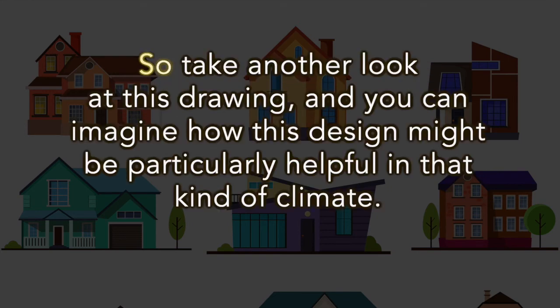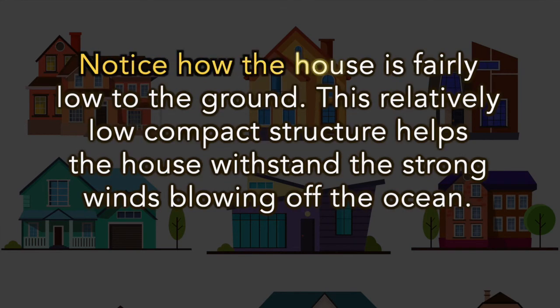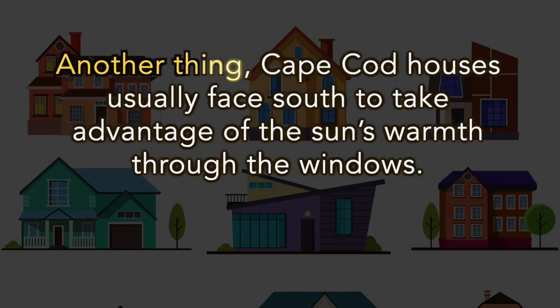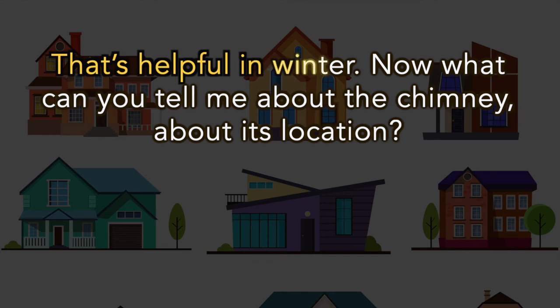That's right. So take another look at this drawing, and you can imagine how this design might be particularly helpful in that kind of climate. Notice how the house sits fairly low to the ground. This relatively low, compact structure helps the house withstand the strong winds blowing off the ocean. And look at the slope of the roof. The steep angle helps keep off all that rain and snow that accumulates in the winter. Another thing, Cape Cod houses usually face south to take advantage of the sun's warmth through the windows. And that's helpful in winter.